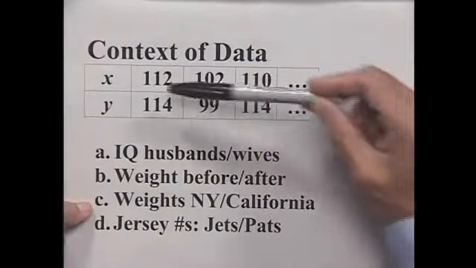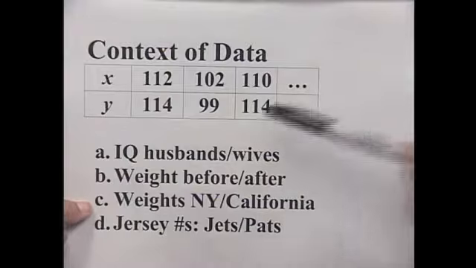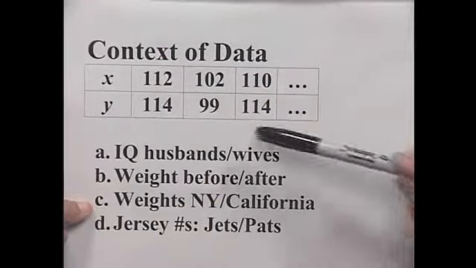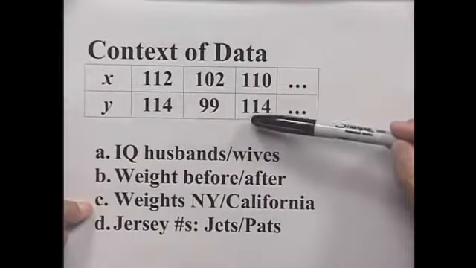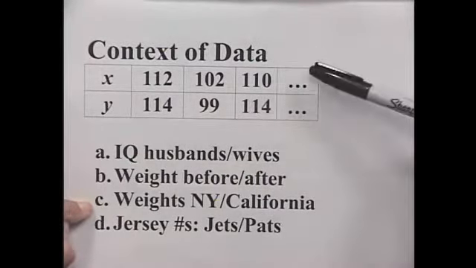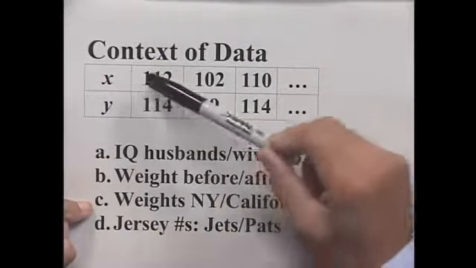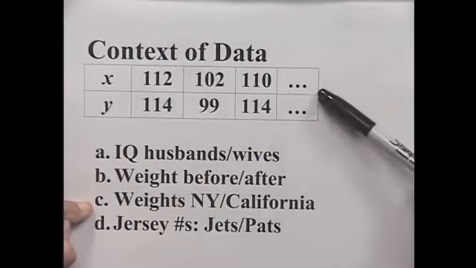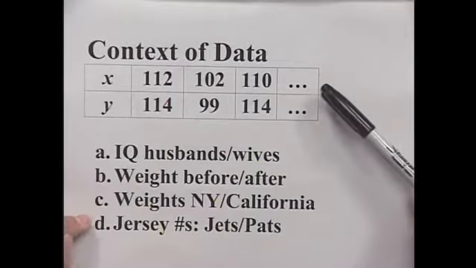Part C. Suppose these are weights of randomly selected New York residents and weights of randomly selected California residents. Now they're not matched or paired. They're totally independent. And when I think about the issue of research here, I might consider whether or not Californians tend to weigh more than New Yorkers. Another totally different avenue of research.